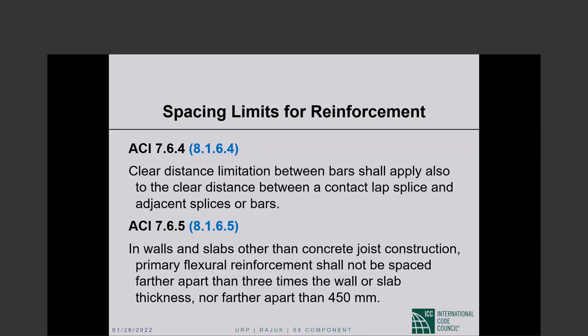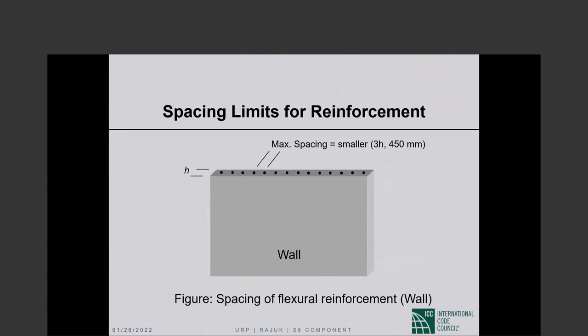In walls and slabs other than concrete joist construction, primary flexural reinforcement shall not be spaced further apart than 3 times the wall or slab thickness, nor further apart than 450 millimeters. Yesterday, I think we saw in two-way slabs 2 times the slab thickness and 300 millimeters. Now here, this is much more general. In walls and slabs in general, the spacing shall not exceed 3 times the wall or slab thickness, nor 450 millimeters. So if it is a wall, maximum spacing is the smaller of 3 times the thickness or 450 millimeters.